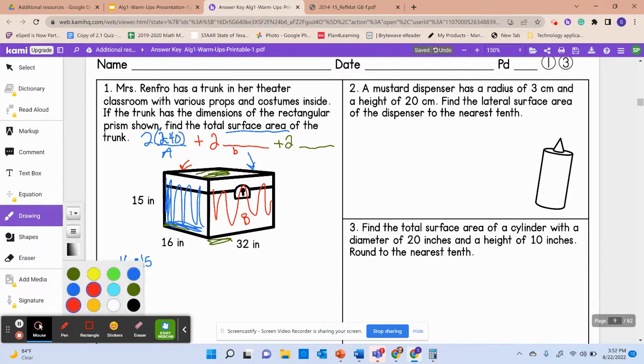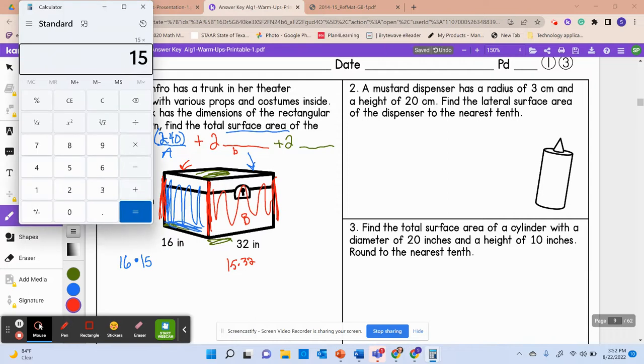Now we're on to the red. We know things about rectangles. If this side is 15, this side's 15, this side's going to be 15. They're all the same height for that box. So this one is 15 times 32. 15 times 32 is equal to 480.